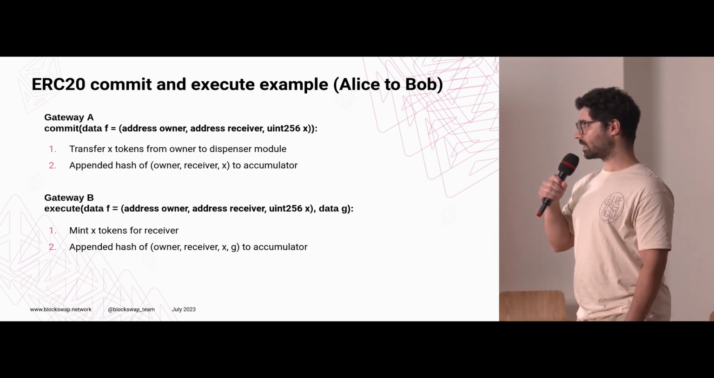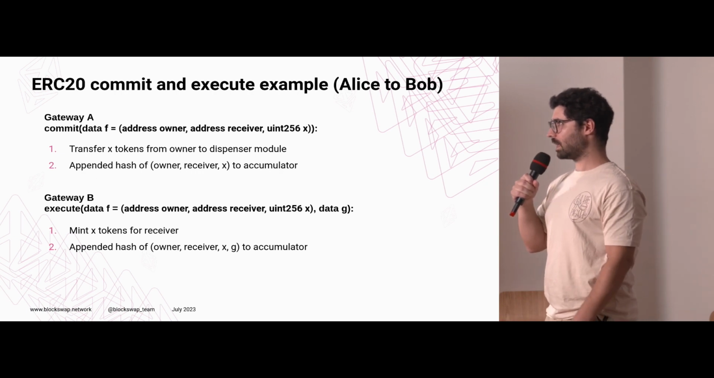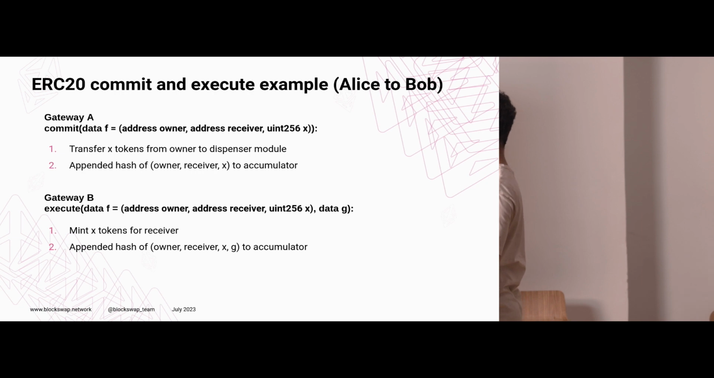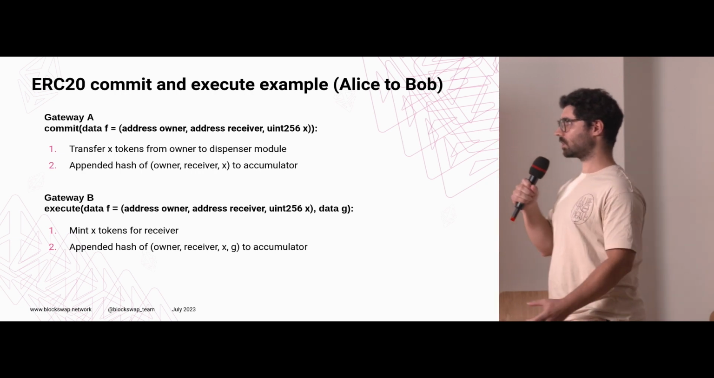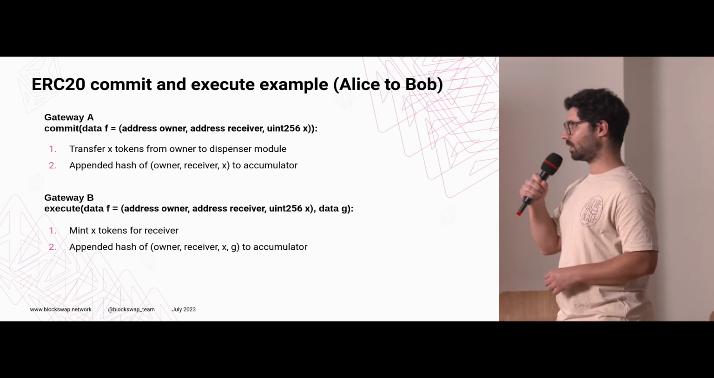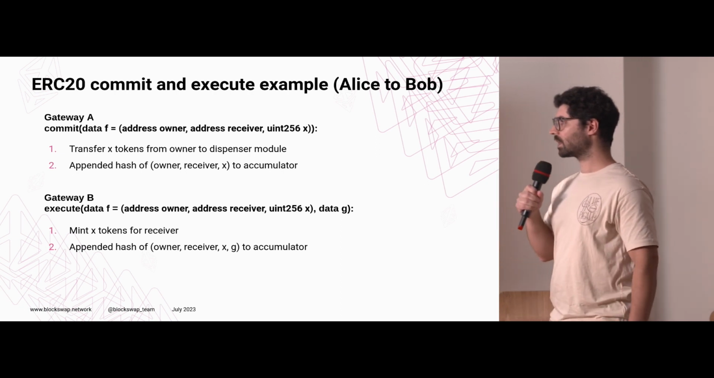So here F consists of an owner, a receiver, and an X, an amount that Alice, the owner, wants to transfer. So what happens here is that the X tokens from the owner are transferred to the dispenser module. That will be transferring it to the gateway. And then the hash of this is added to the accumulator.